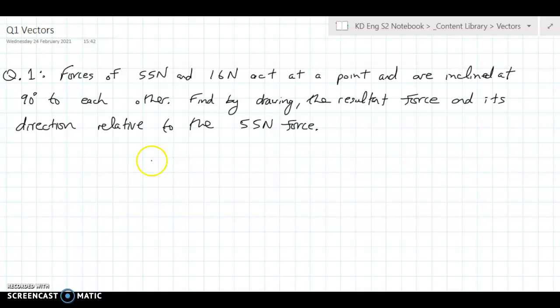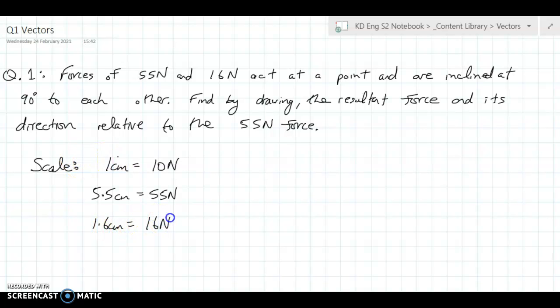Right, well, when you're drawing, the first thing you need is a scale. So this is like a scale on a map. We could say that, say, 1 centimeter equals 10 newtons. So look, what will 55 newtons equal? Well, 50 newtons would equal 5 centimeters, so 55 newtons is going to equal 5.5 centimeters. And in a similar way, 1.6 centimeters is going to represent 16 newtons on our drawing.